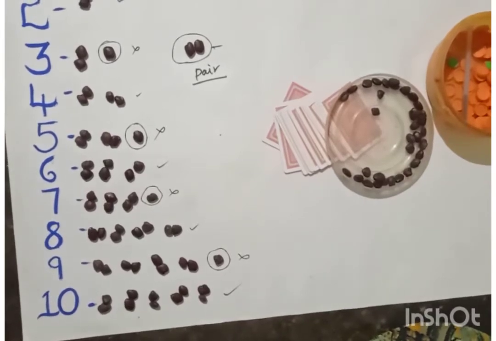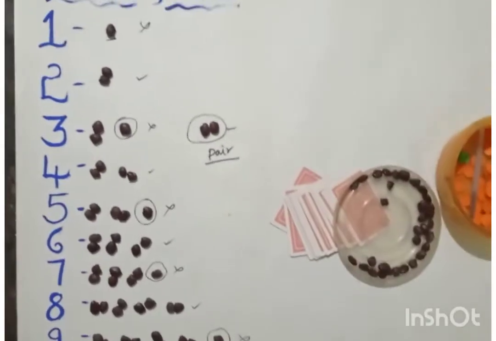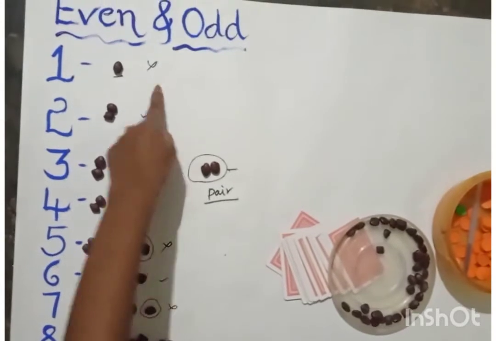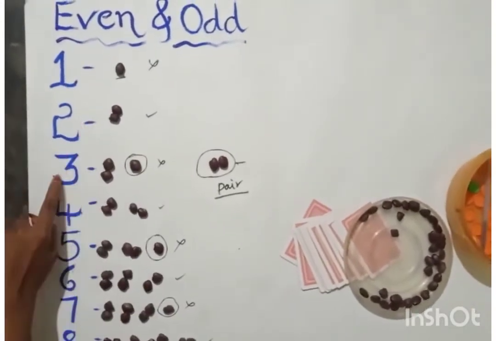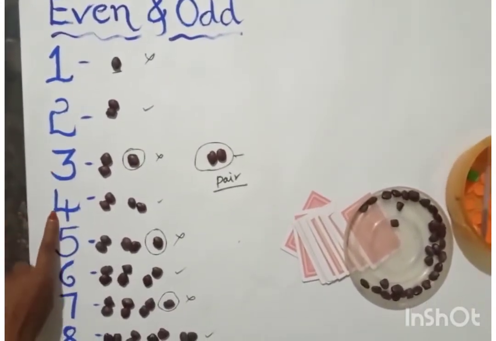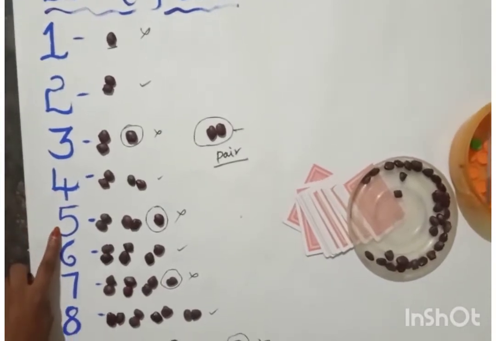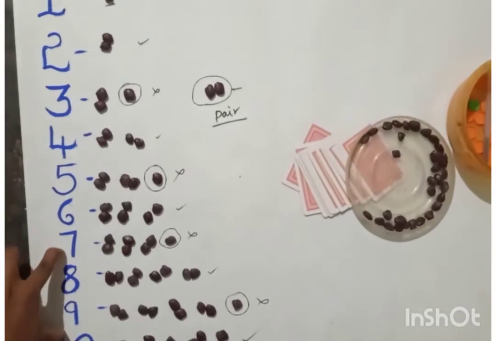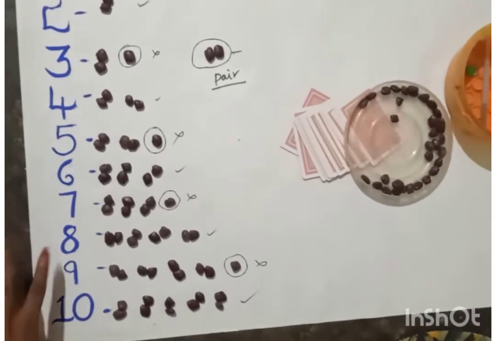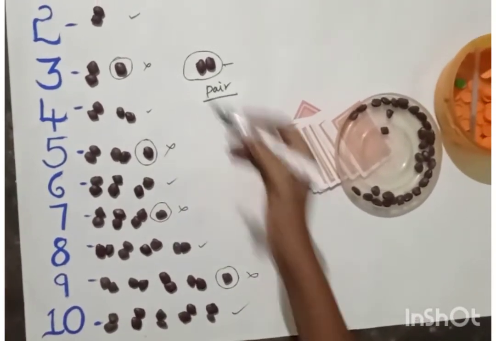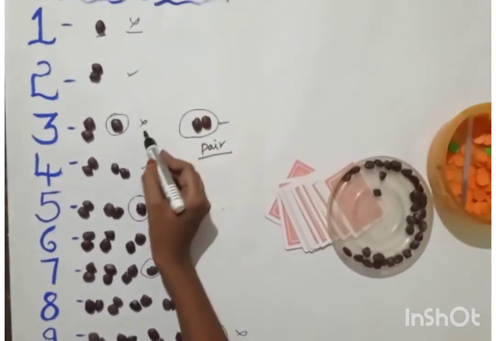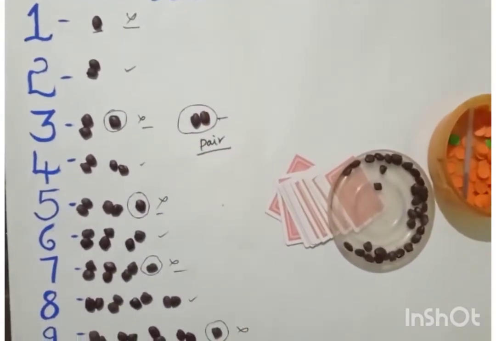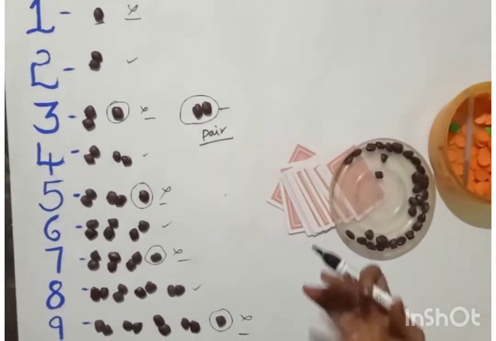First, if you observe numbers from 1 to 10. So 1 we cannot make a pair. 2 we can make. 3 we cannot make complete pairs. 4 we can make. 5 we cannot make. 6 we can make. 7, 9 we cannot make. 8, 10 we can make. It means the numbers which we cannot make into complete pairs.